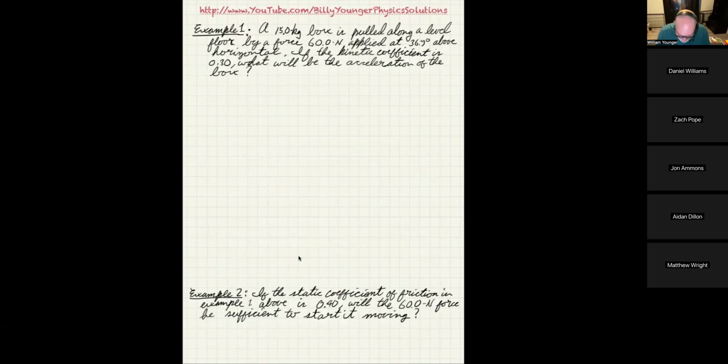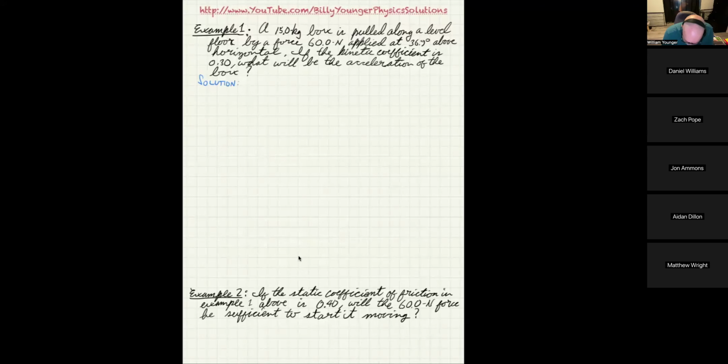Example one. It says a 15-kilogram box is pulled along a level floor by a force of 60 newtons applied at 36.9 degrees above horizontal. If the kinetic friction is 0.30, what will be the acceleration of the box? So that's a pretty straightforward problem. I'm going to work it like this.